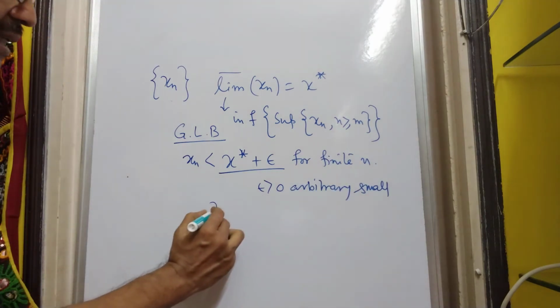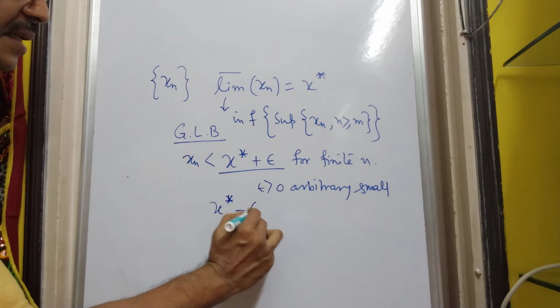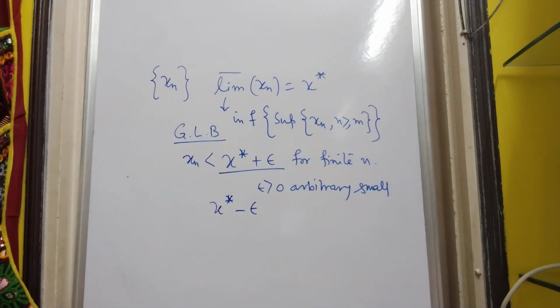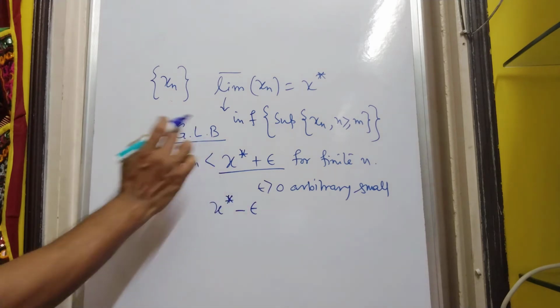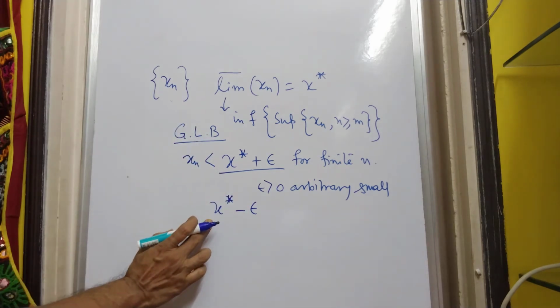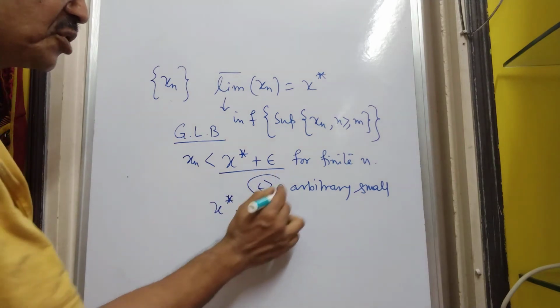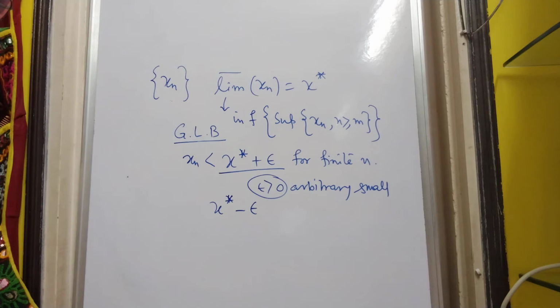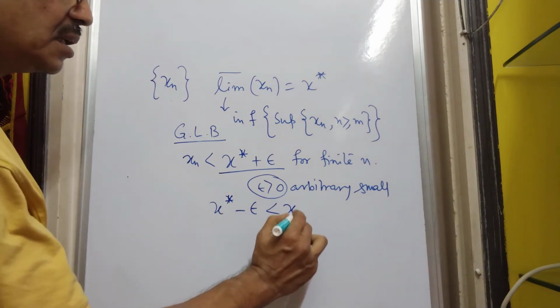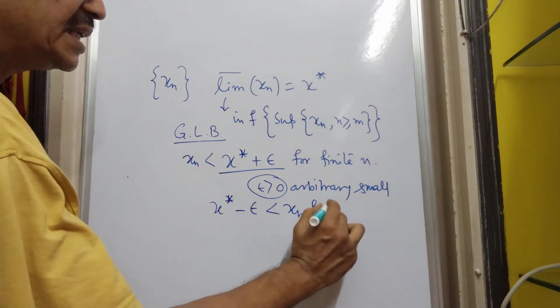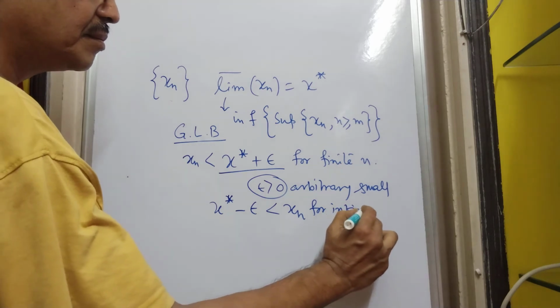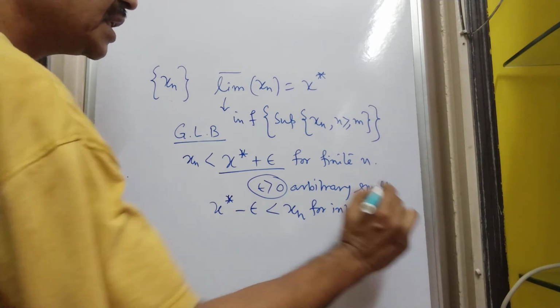and if we decrease this, it remains a lower bound because x star is the greatest lower bound. So x star minus epsilon, when epsilon is positive, is always a lower bound, and this holds for infinite m, isn't it so?